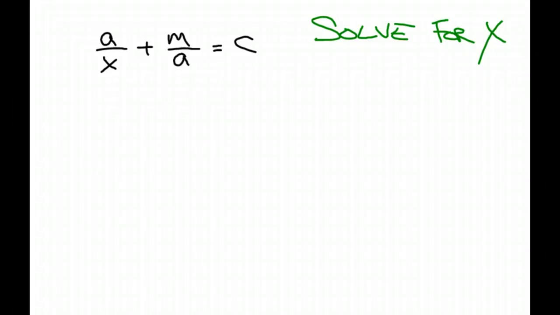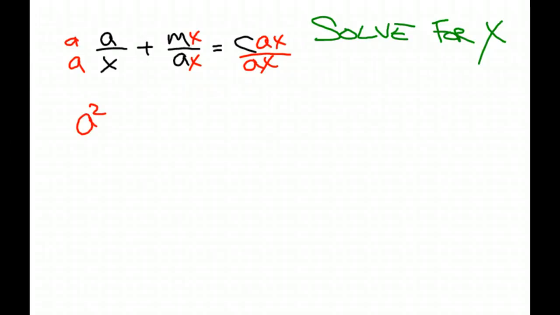So, if you remember right, what I did is I'd say, okay, I have an x here. What am I missing that I have over here? An a. What am I missing here? Okay? That gets rid of your denominators. So I have a squared over x.